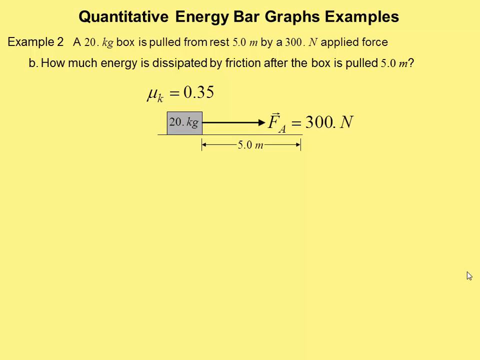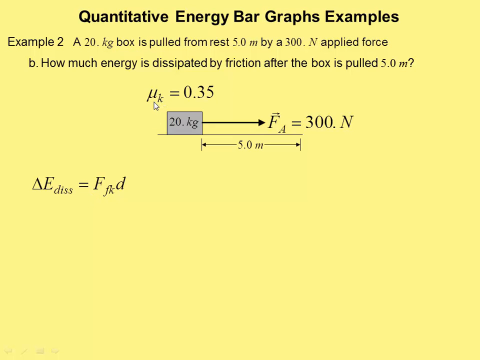Part B. Now that we know the normal force, let's figure out how much energy is dissipated by friction in dragging the box 5 meters across the floor. Well, hopefully you remember the E_dis equation, which is the force of kinetic friction times the distance. The distance is given in the problem, but first we have to calculate the force of kinetic friction.